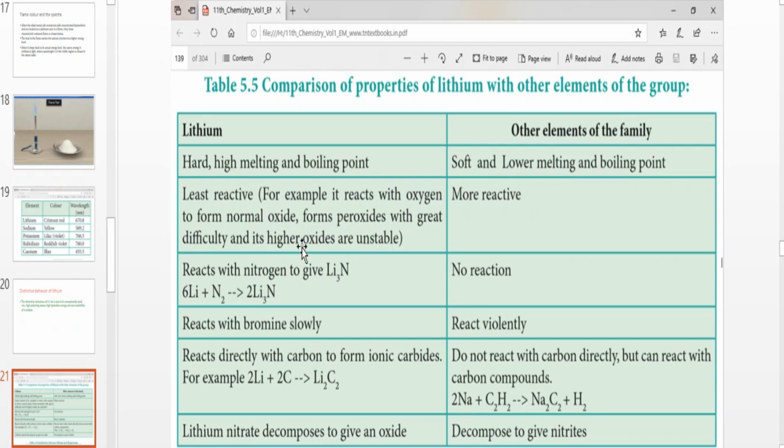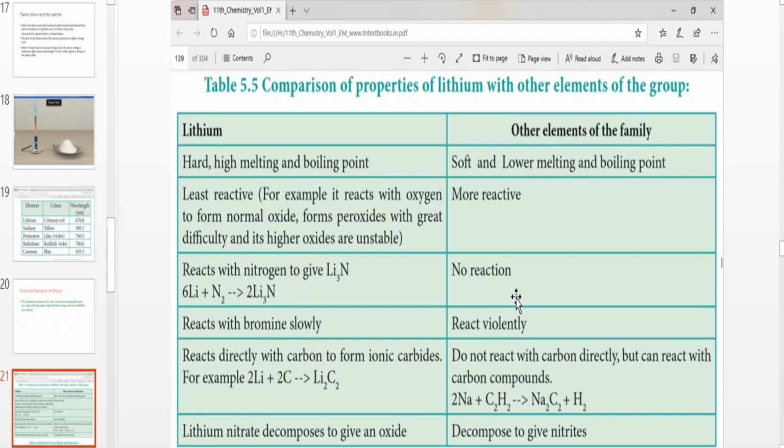Okay, but it doesn't give superoxide. If it forms superoxide also, it is unstable, whereas the other elements are more reactive towards oxygen. Other elements can form peroxide, superoxide, normal oxide. Next, reaction with nitrogen: lithium reacts with nitrogen and gives lithium nitride.